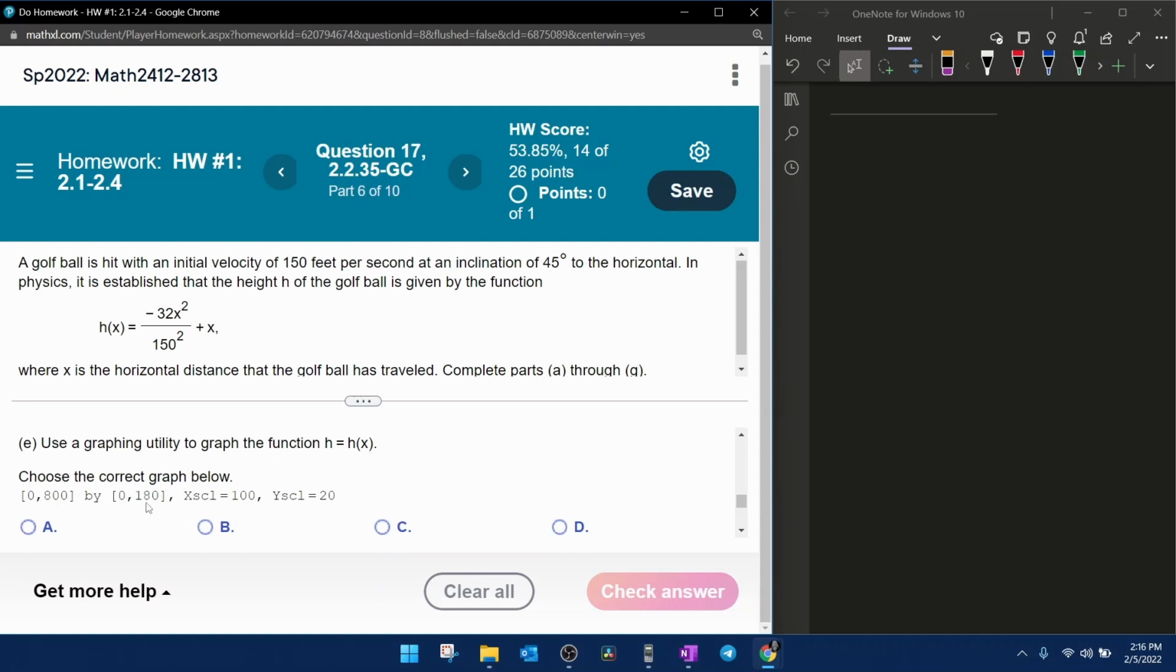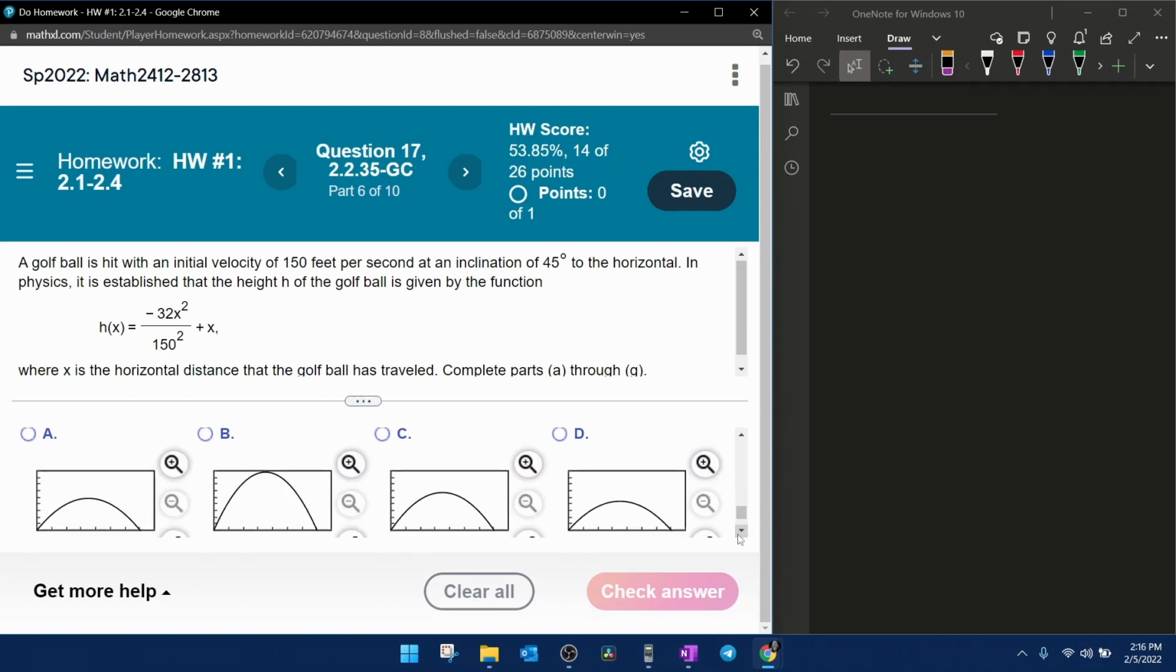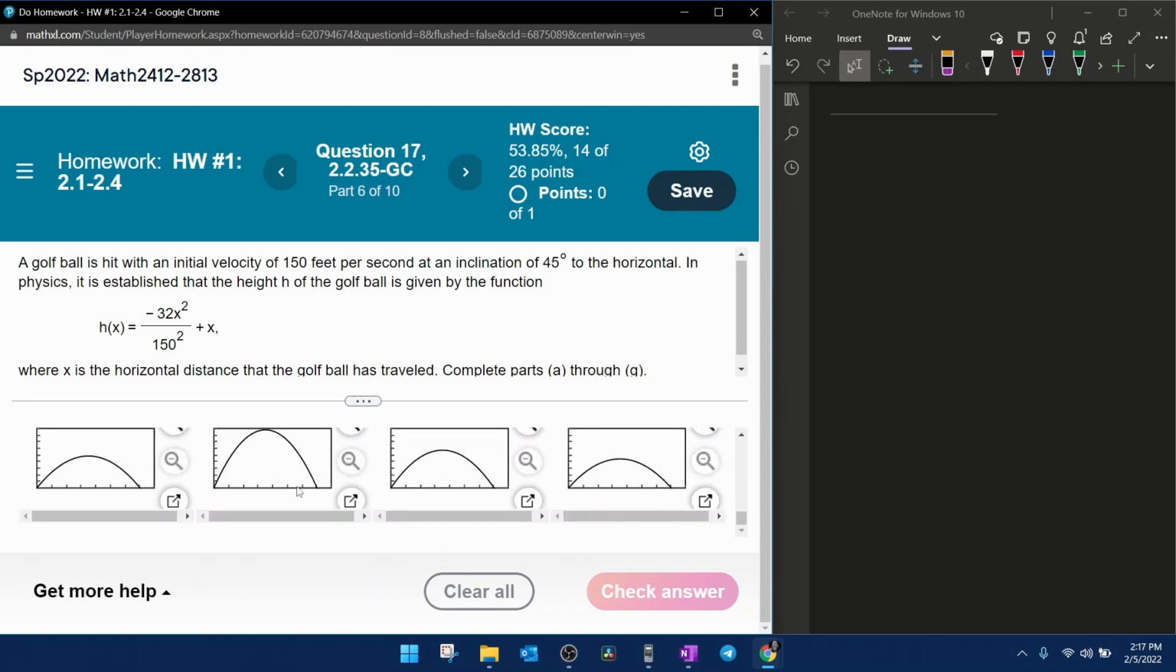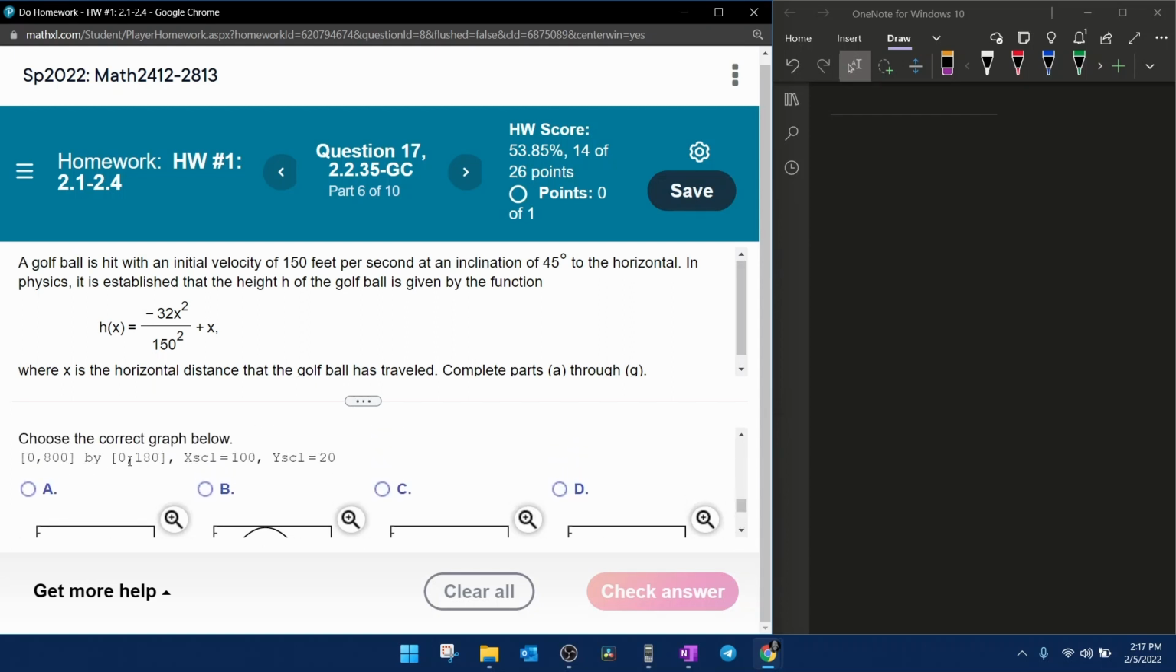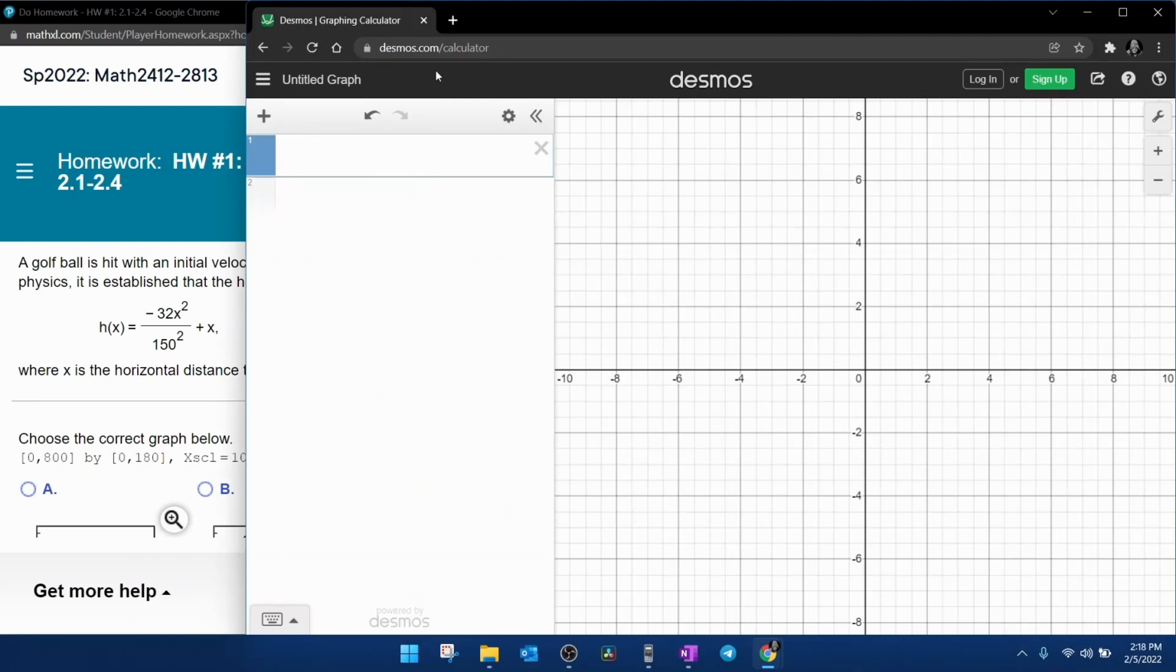They're telling me the settings for my graphing calculator, and then they want me to choose the correct graph based on these particular window settings. Now, I don't have a TI-84, but what I do have is Desmos. Okay, so I'm going to use Desmos.com to graph this particular function.